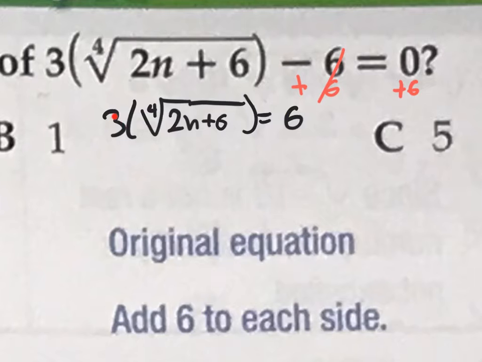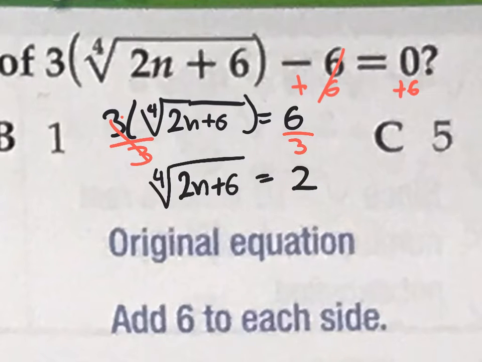I still need to get rid of this 3. What do I do? It's being multiplied by 3, so I need to divide by 3. So I'm going to end up with the 4th root of 2n + 6 equals 2. So I've done step 1. I've isolated the radical. Step 2 is to apply an exponent on both sides to get rid of that radical.